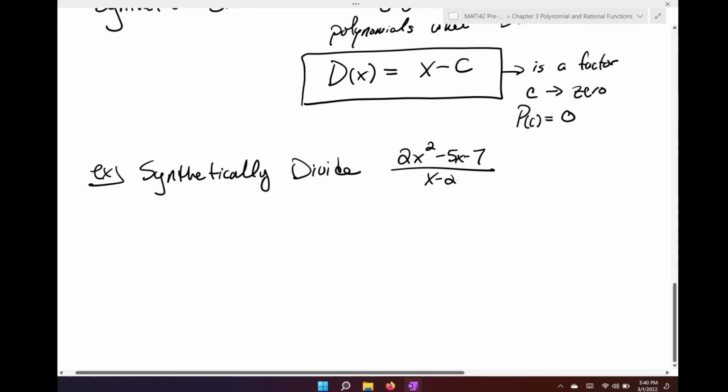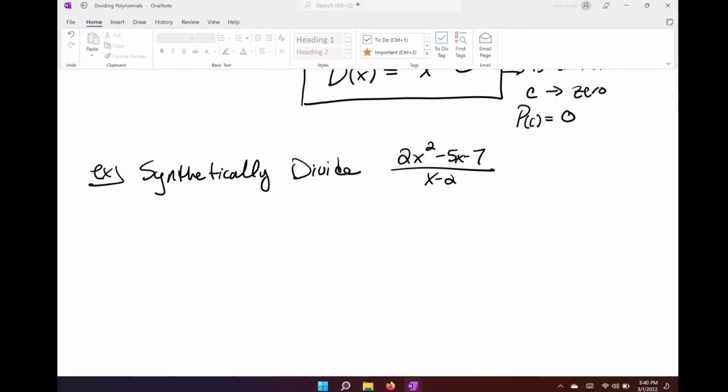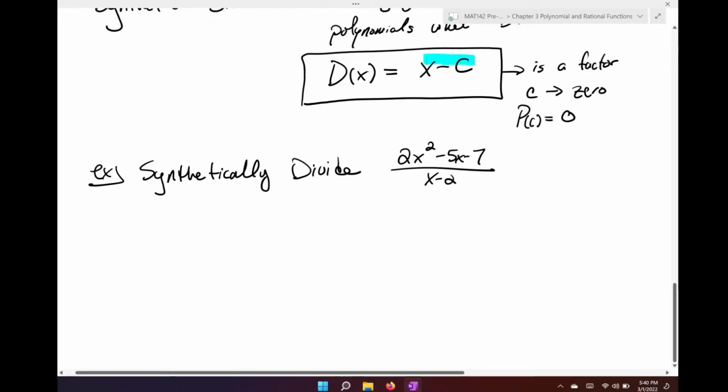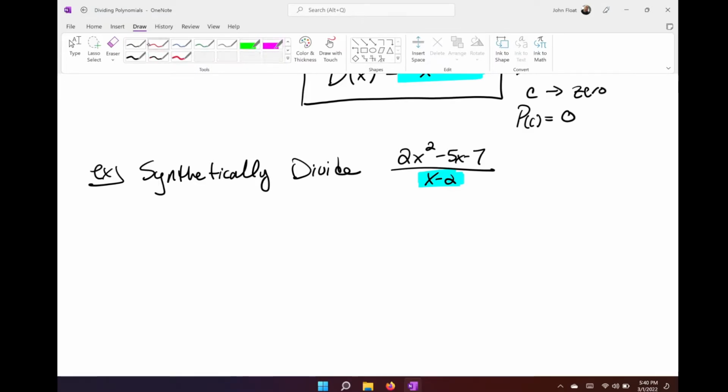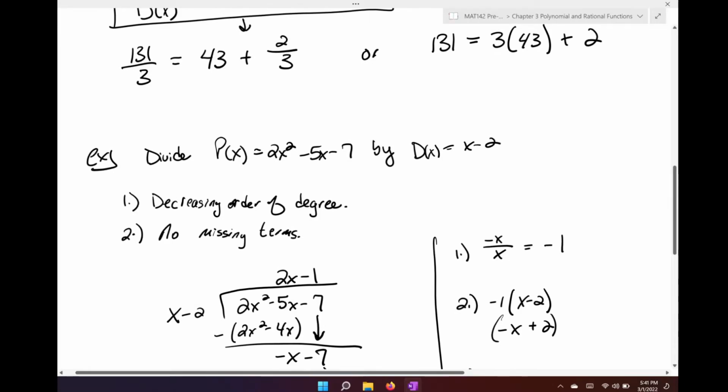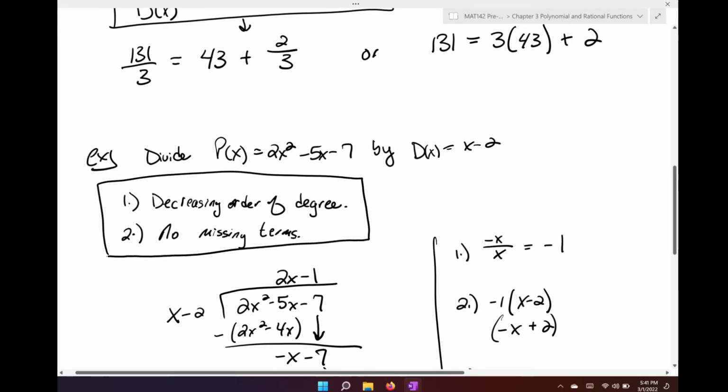X minus 2. So the first thing you need to check before you do anything is you've got to make sure that d of x, your denominator, is in the form x minus c. Then we're good to go. Second, you still want to make sure that you have decreasing order and no missing terms.